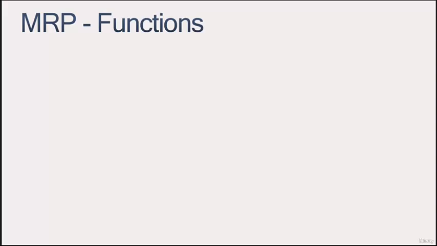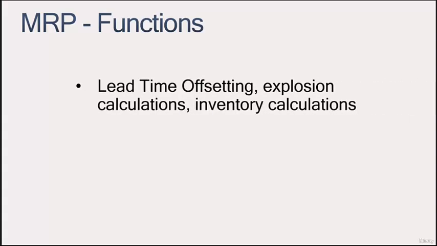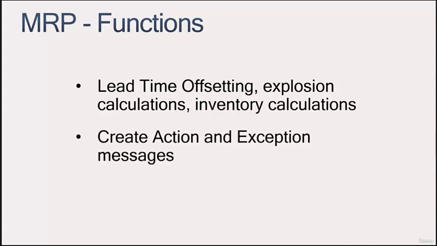Every MRP software application will perform 2 major functions. First, it will perform lead time offsetting, explosion calculations, and the inventory calculations. Second, it will create action and exception messages. These messages are critical to the operation of MRP. An action message is created by MRP when it's time to issue an order. An exception message is created by MRP when there's a discrepancy.